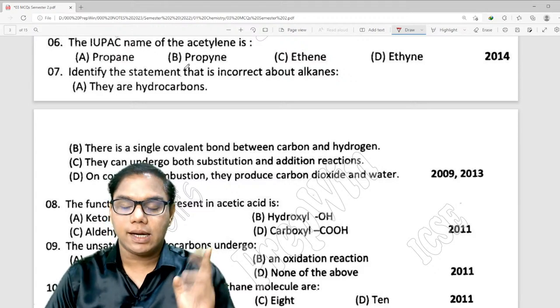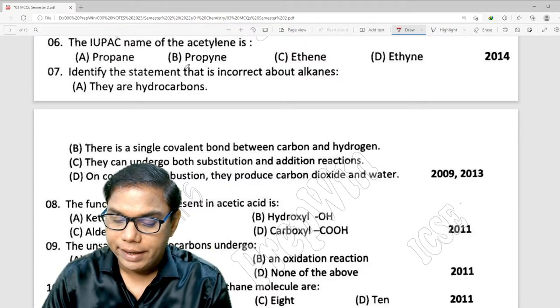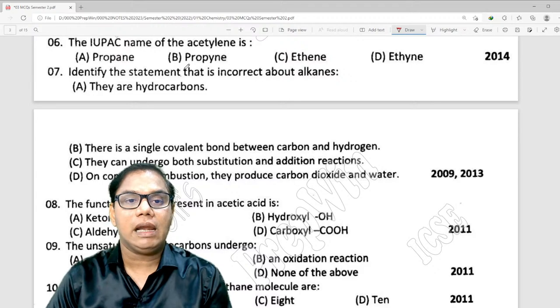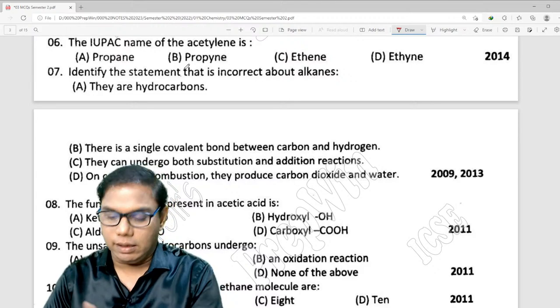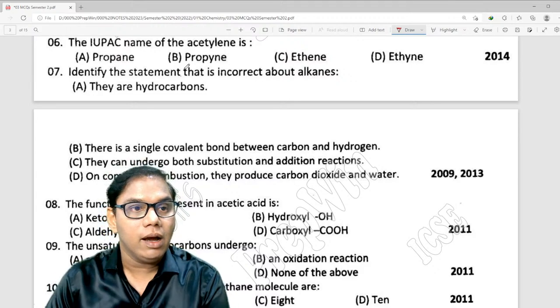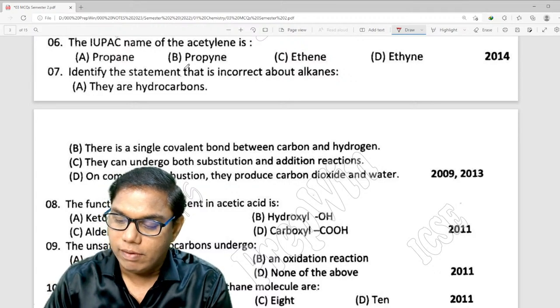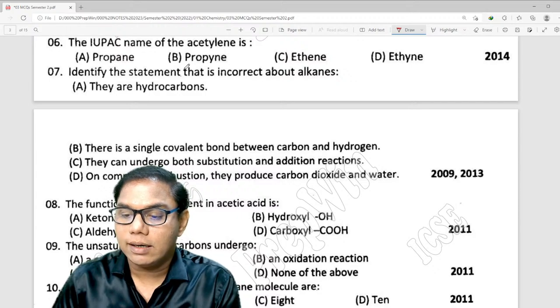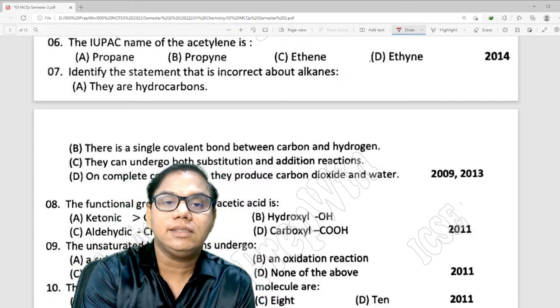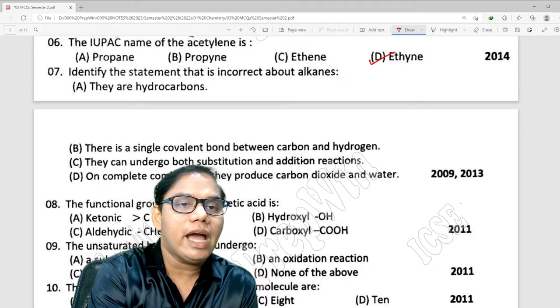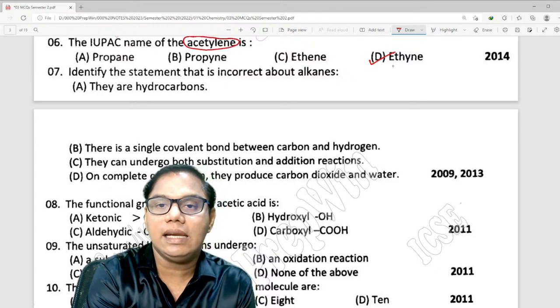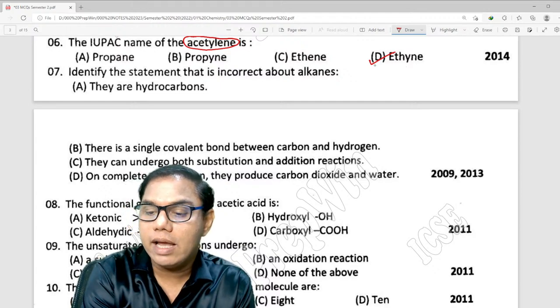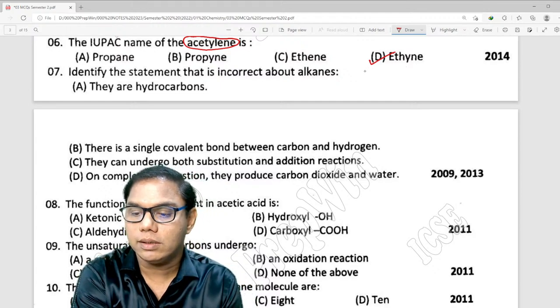So mistake karna hai to aaj karna hai, kal nahi. Kal ke paper mein between 11 to 12:30 hum ek bhi mistake nahi karenge. Hum ek bhi mistake nahi karne wale hain. What is the correct answer? Yes, correct answer is D. Again I will say, ye important question hai. Acetylene is ethyne. This is a very, very important question.